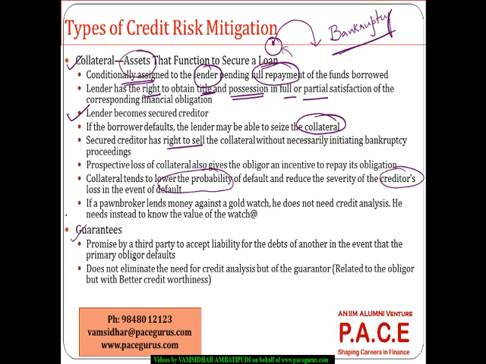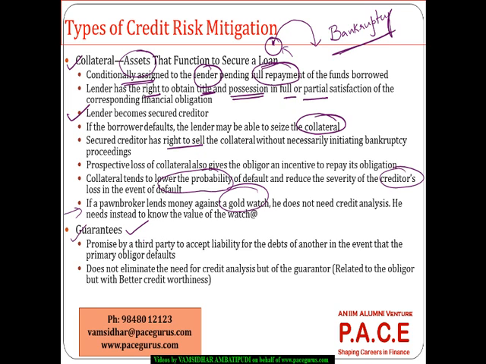So it's as good as saying if a pawnbroker lends money against a gold watch, he does not need to do the credit analysis of the borrower. In fact, he just needs to know what is the worth of the watch. Because if the borrower is not paying, the only thing is he can sell the watch. And if he is getting much more out of the watch than the loan that the borrower has to pay, he is least bothered. Now the onus is on the borrower in terms of making the payment. So that's how collateral becomes a very powerful tool in the entire credit analysis.